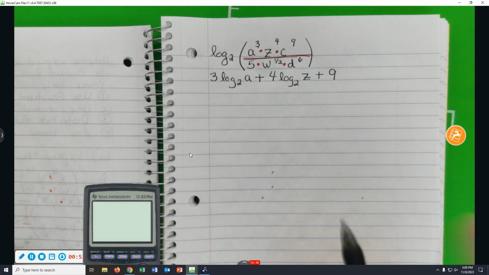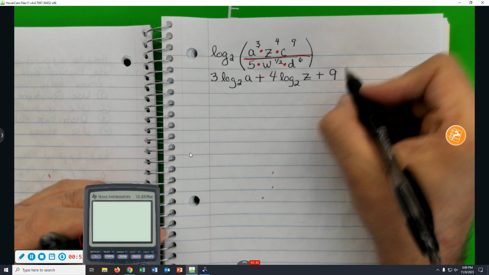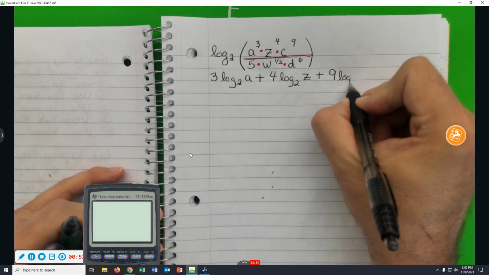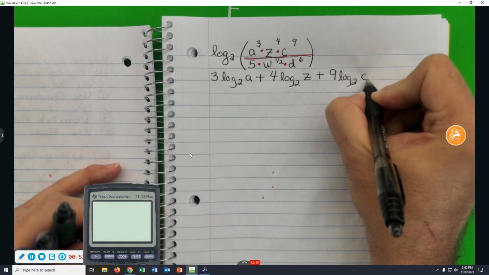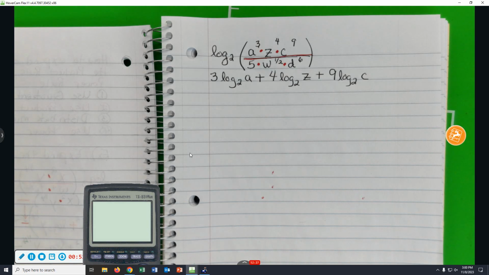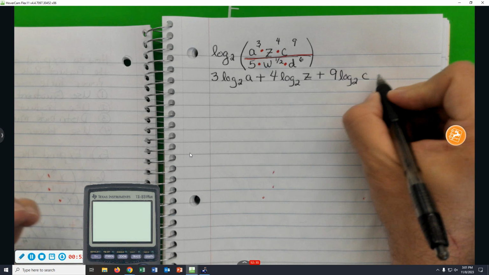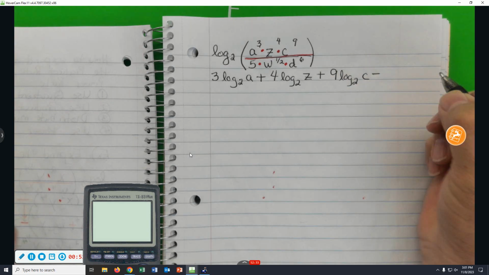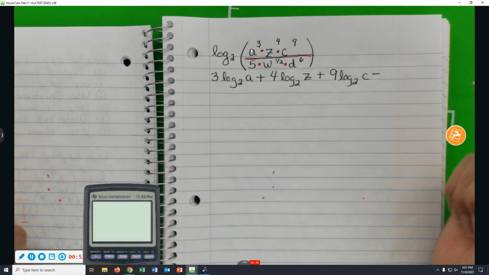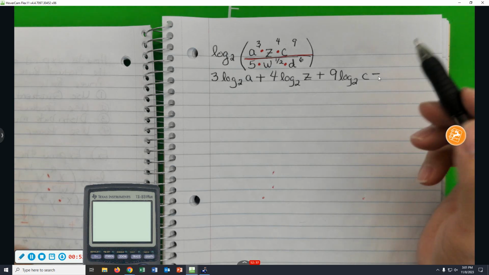9. The exponent goes in front. Log base 2 of c. Plus or minus? Because we're moving down to the denominator, and once you move down to the denominator, you never change back to plus, because you've already done everything that's on top. So it'll be a minus.